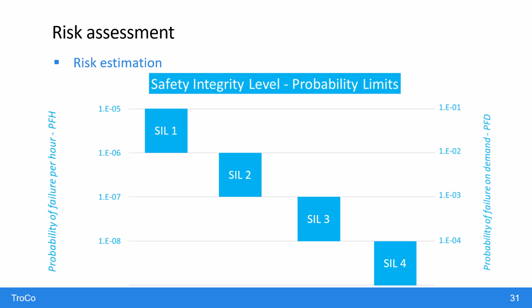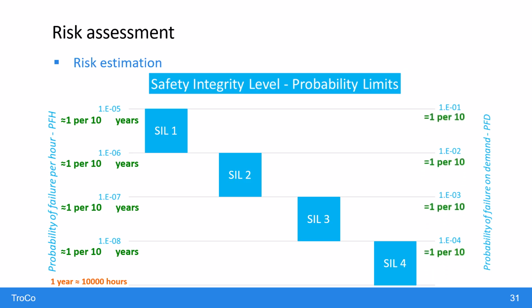To make the PFH values easier to remember, we can roughly convert them from per hour to per year by using the approximation that 1 year is about 10,000 hours. And since PFD is already based on demands, the same power of 10 pattern applies. With this simplification, here's an easy way to remember SIL levels for both PFH and PFD.